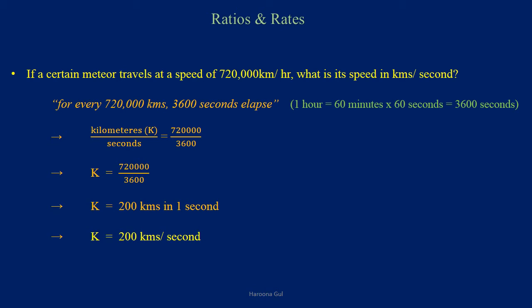So our question is simply saying that for every 720,000 kilometers, 3600 seconds elapse, right? To convert it into an equation, we're going to divide kilometers by seconds, which is equal to 720,000 divided by 3600, and we're going to get 200 kilometers per second as our answer. Simple, right?